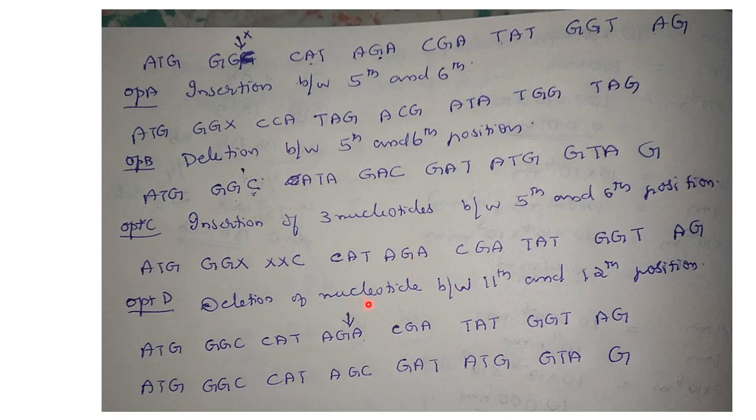Next, option D, if you see deletion of nucleotide between 11th and 12th position. So over here if you delete, half of this particular DNA sequence will code for the same protein as that of the wild type, but the other half will not have the same amino acid sequence as the wild type. So answer is option C.